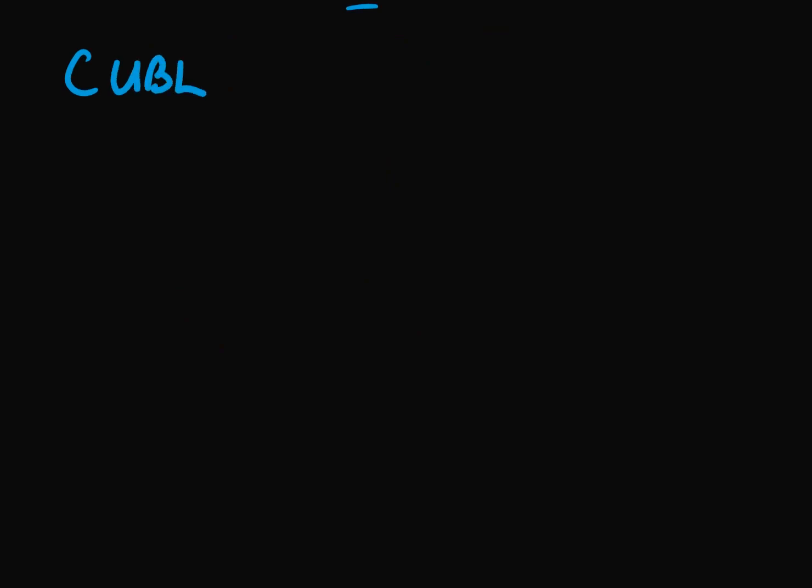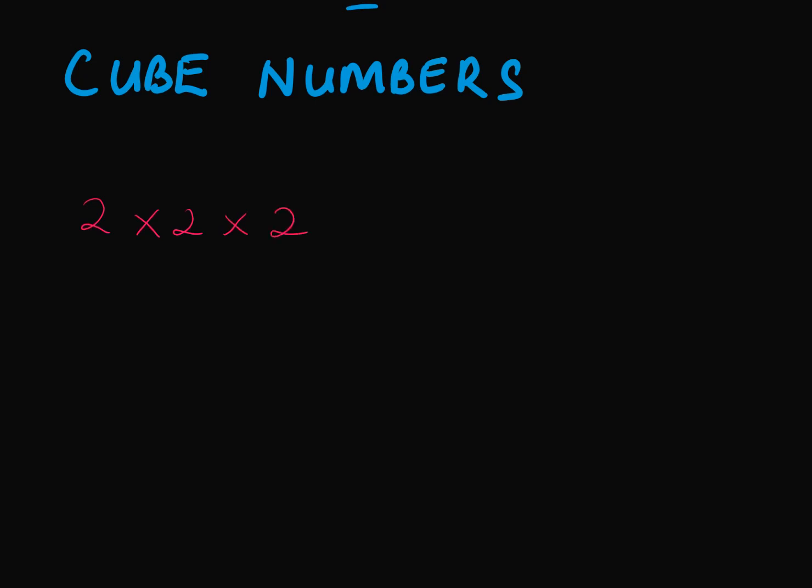Now cube or cube numbers. Cube numbers are those numbers which have been multiplied by themselves thrice to get a new number. For example, if I multiply 2 by 2 by 2, that is, I've multiplied 2 3 times. So I get 2 into 2 is 4, 4 into 2 is 8. So 8 is my cube number.